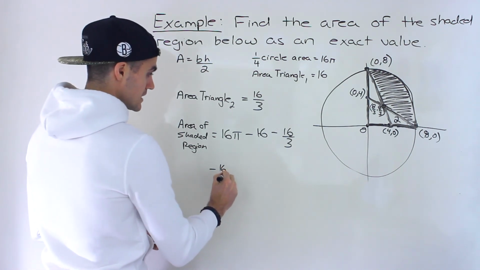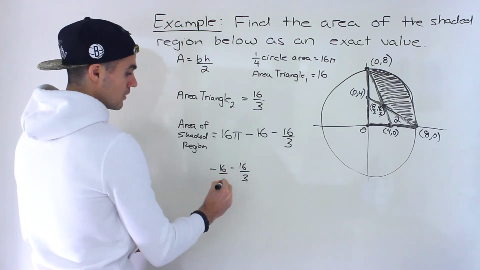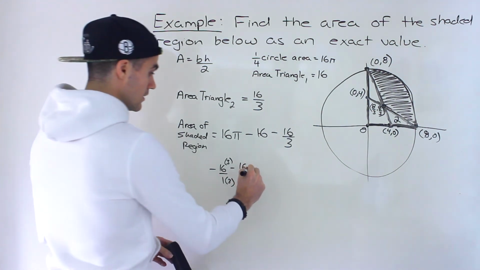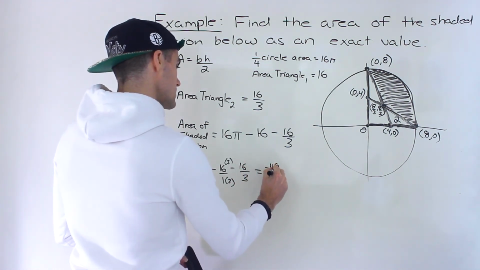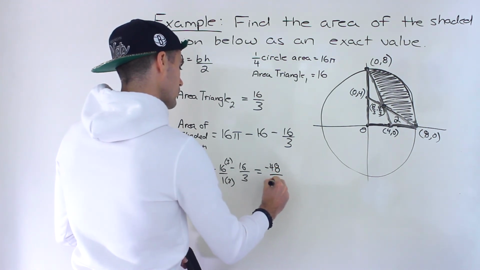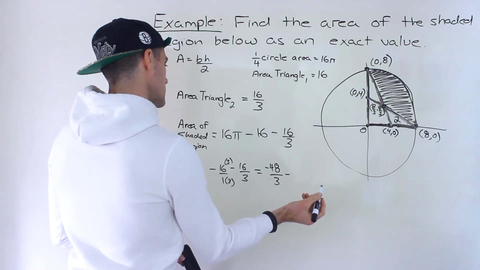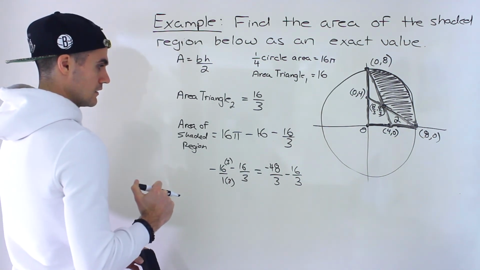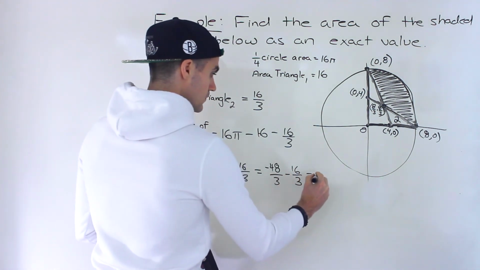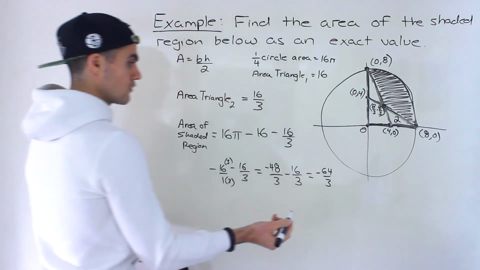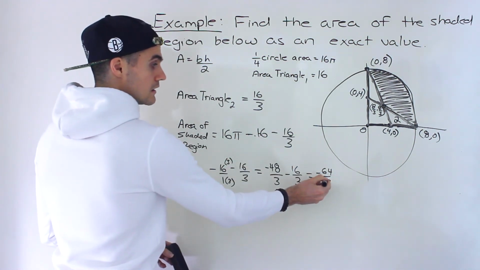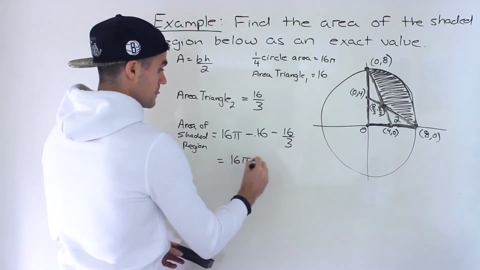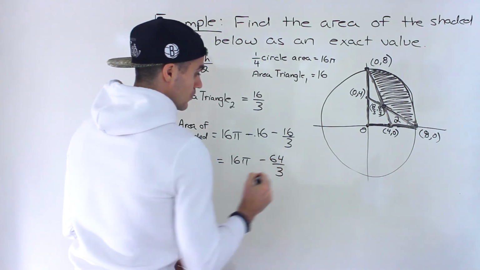So we'll have negative 16 minus 16 over 3. What do those net out to? Well, this is going to be like over 1. Multiply this by 3, multiply this by 3 for a common denominator. So we'd end up with negative 48 over 3 minus 16 over 3. Yeah, it looks all good to me. And so this would end up equaling negative 64 over 3, which does not simplify. So these two net out to that. And so one way you can show this is just 16 pi minus 64 over 3, like that.